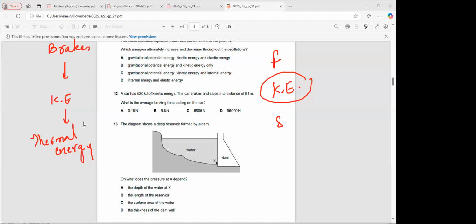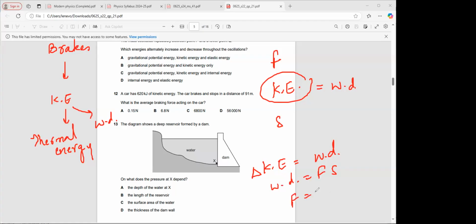So as I was saying, one part is thermal energy, another part goes to the work done. Now look, according to the work energy theorem, change in kinetic energy is equal to the work done. So I can equate kinetic energy with work done. What is the formula of work done? Force into displacement. So force should be energy divided by displacement. Check, use this. It will come.